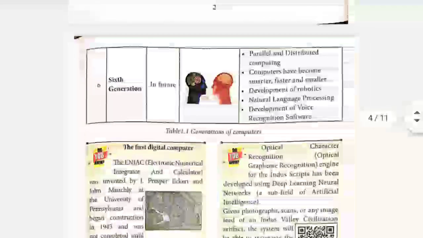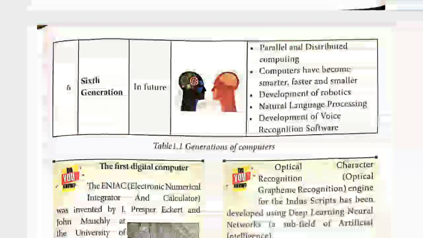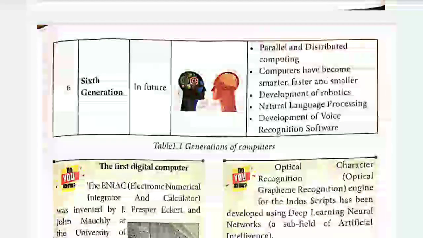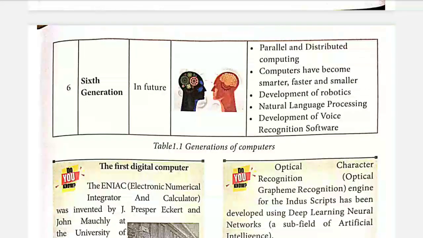So next is the sixth generation computer. The sixth generation computer is the future. It has some advantages, like parallel and distributed computing. Distributed computing means the servers will be available in different locations. The data will be available in all the distributed servers. If one server goes down, you can do the same work with the connectivity of another server. All these things can be done by using the sixth generation computer.